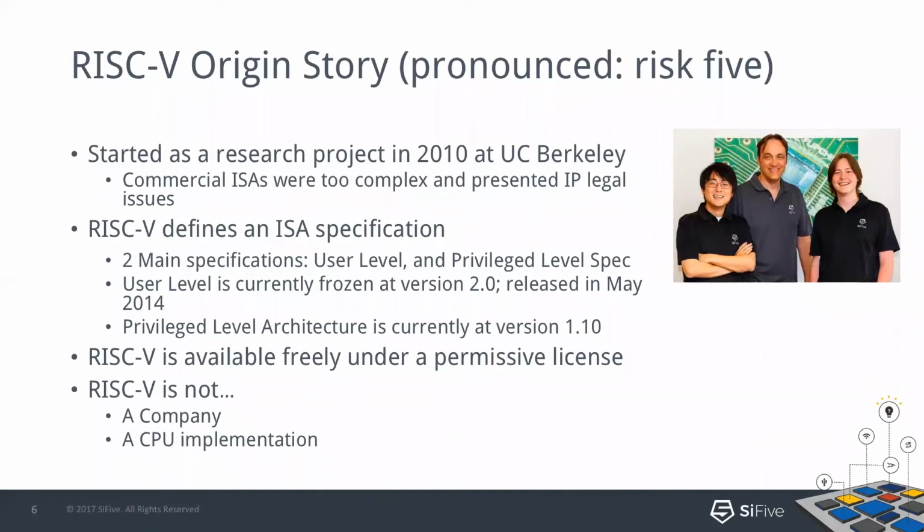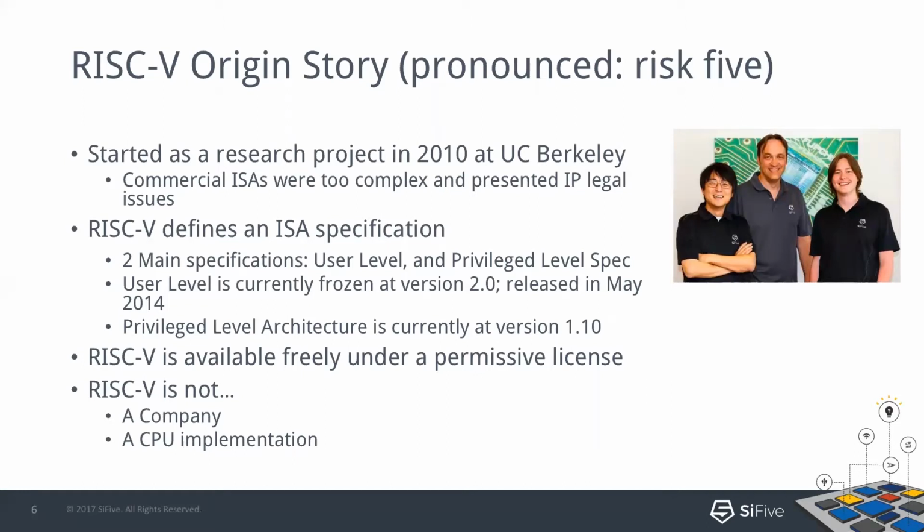The privileged architecture that is related to how you run Unix and other operating systems is currently at version 1.10. And the idea is that from 1.10 on, the privileged architecture should be backwards compatible with version 1.10. So we produced this ISA spec, and we made it all available under a permissive BSD style license.